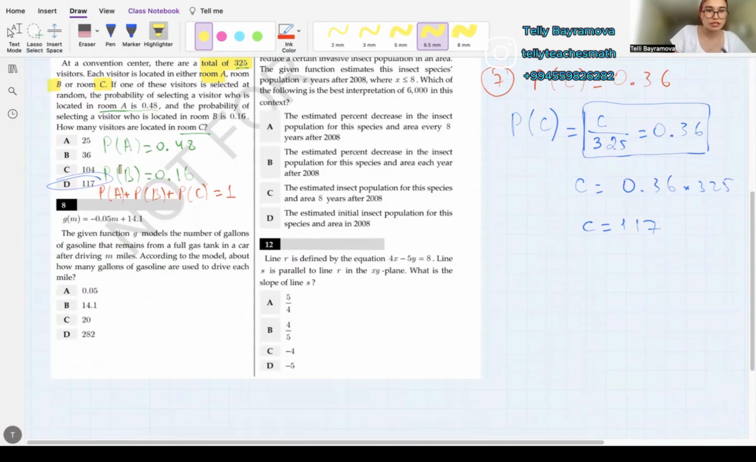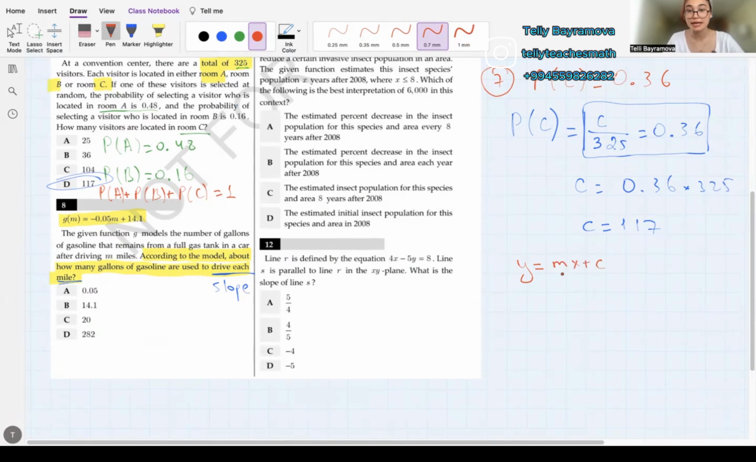So let's look at this question. If you see the function, just look at the last sentence. According to the model, about how many gallons of gasoline are used to drive each mile? Used to drive each mile. This is the keyword for slope. Hope you know y equals mx plus c, guys. M is slope, which is change of y over change of x.